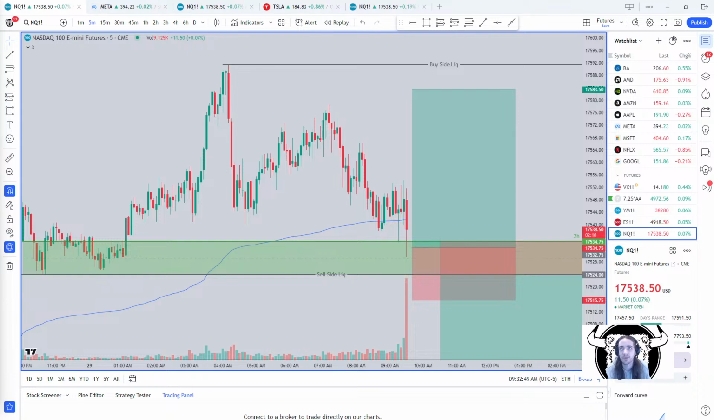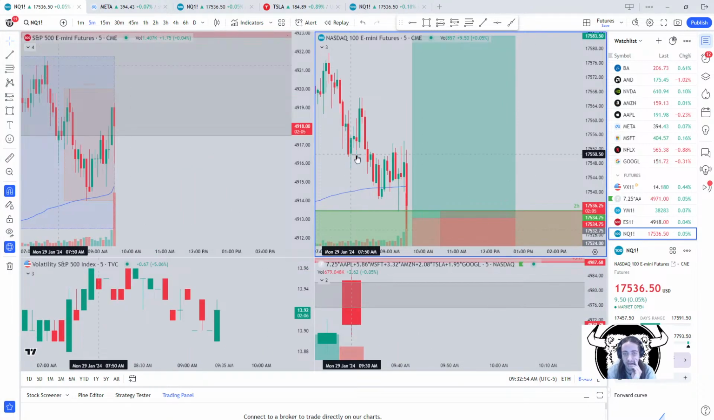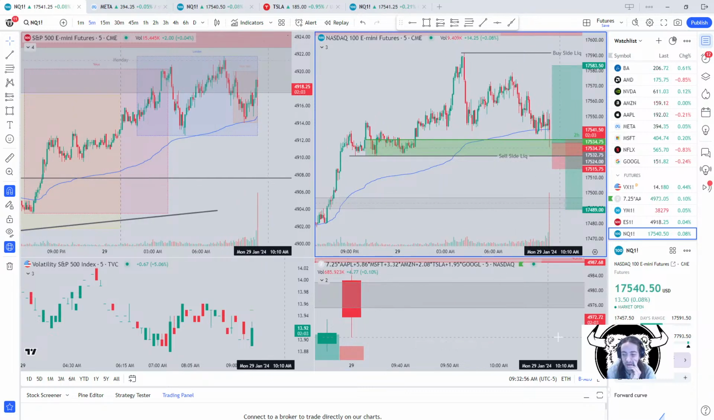Hey, Apple's been dropping the past few days. Definitely not a fan of that. Where are our weighted indices, right? I want to know what's going on with them.